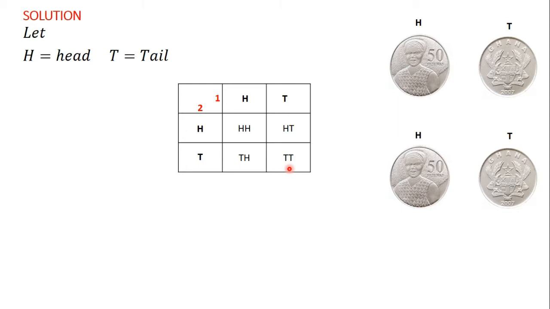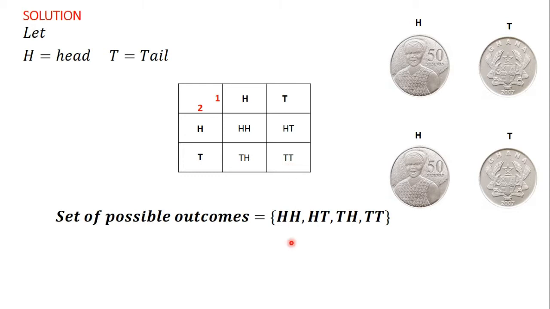This means that when you toss a fair coin twice, the set of possible outcomes are a head and a head, a head and a tail, a tail and a head, and a tail and a tail. Where H represents the head and T represents the tail. So this is the set of possible outcomes or the sample space after you've tossed a fair coin twice.